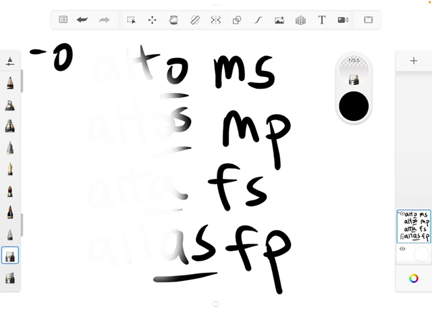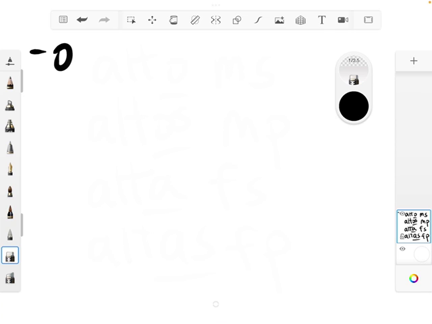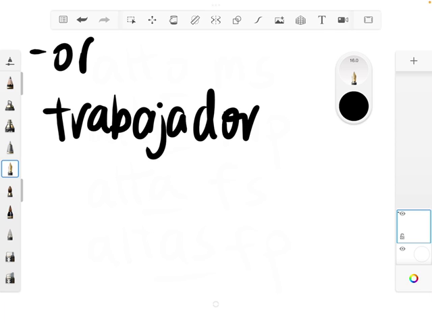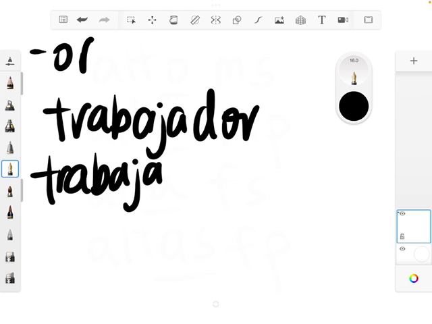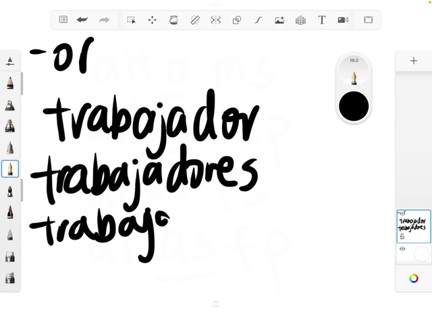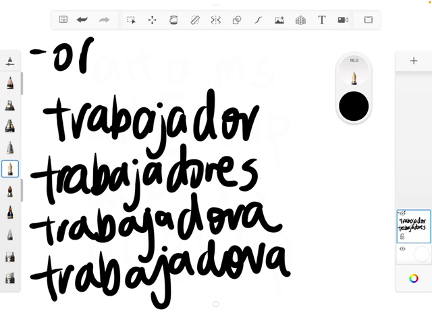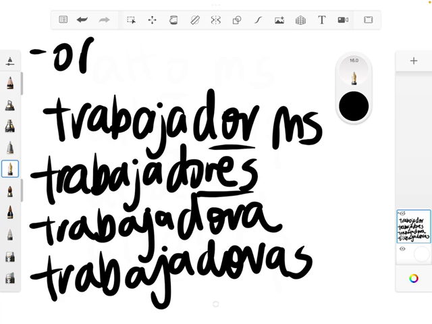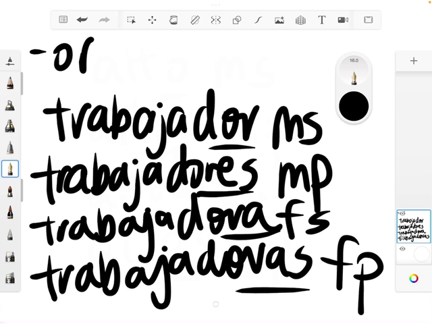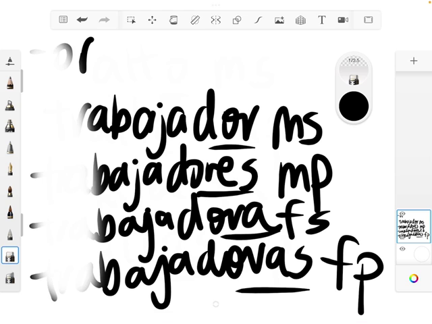If you have an adjective ending in OR, like trabajador, you'll have trabajador, trabajadores, trabajadora, and trabajadoras. So here, trabajador is masculine singular, trabajadores is masculine plural, then feminine singular, and feminine plural. Okay? So those are the endings and those are the forms that you're going to use for those adjectives.